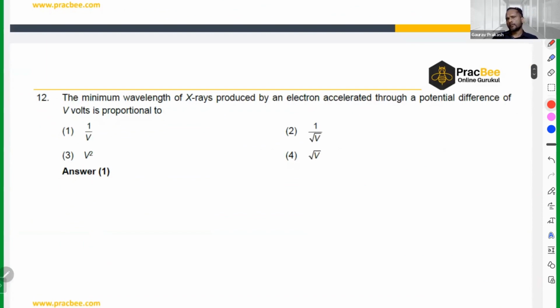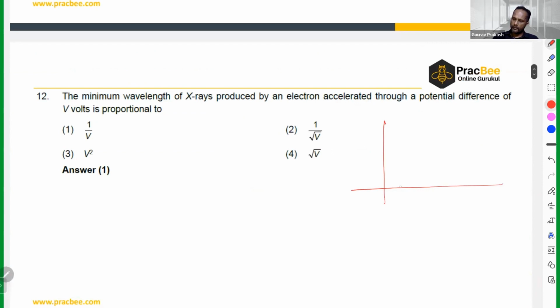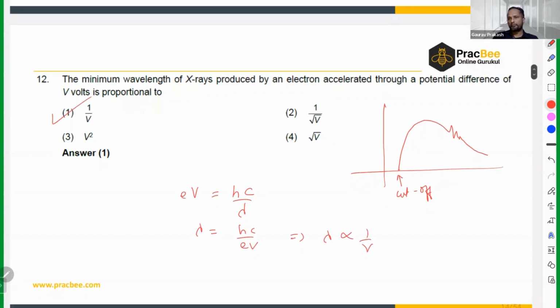Now let's talk about the next question, the minimum wavelength of X-ray produced by an electron. So the graph, everybody remembers the graph is something like this for the production of X-ray, and this is called as the cutoff wavelength or the minimum wavelength. So this happens when all the energy that the electron has is converted into the X-ray energy. So basically the electron will have an energy EV, and this will be equal to the energy of the X-ray, which is h nu, hc by lambda. So lambda is hc upon EV. So we see here that lambda is inversely proportional to the voltage.